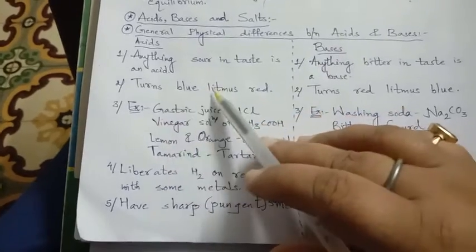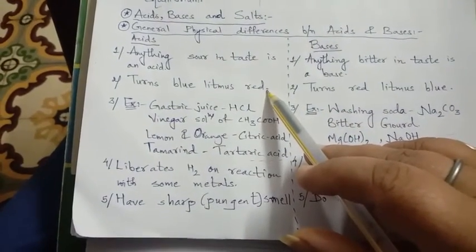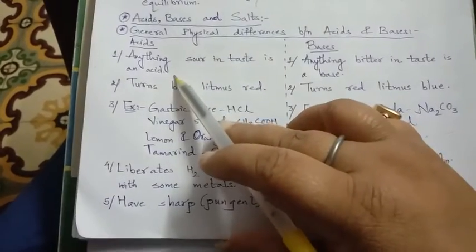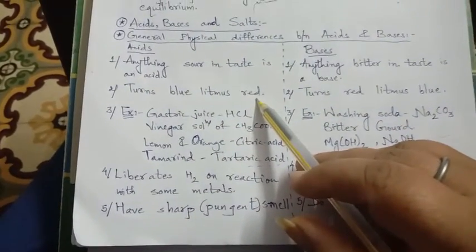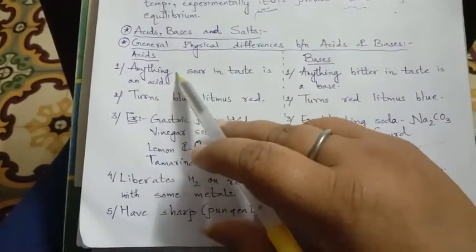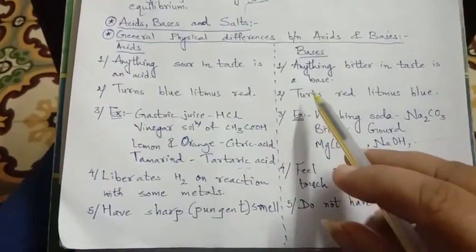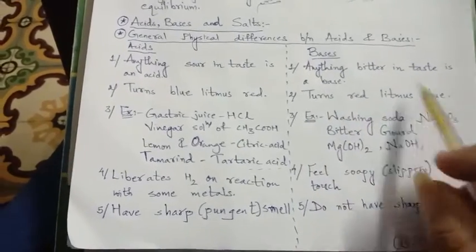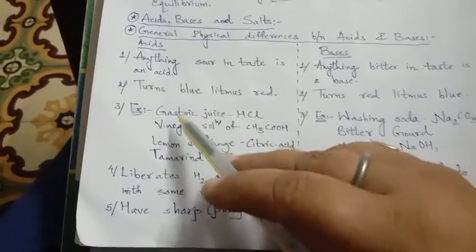Acid turns blue litmus red. When wet blue litmus is dipped into a solution, and if it turns red, we must understand that the solution which is taken is acid. And when wet red litmus paper turns blue, then it is a basic solution.